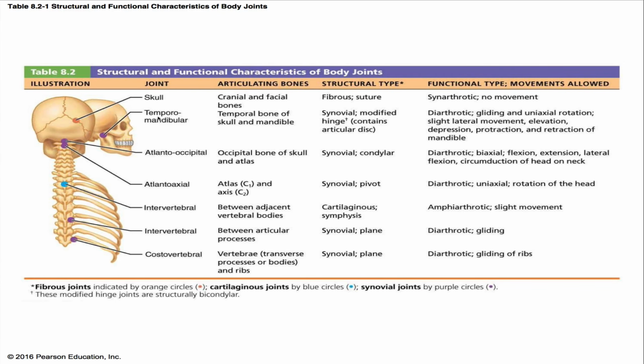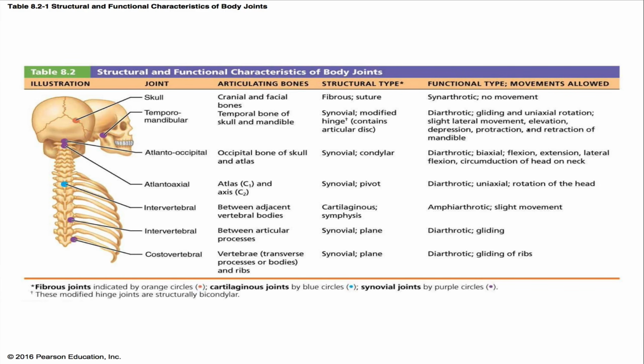Now, when you look at your temporomandibular joint, the bones obviously will be the mandible, which is your jawbone, and the bones of your skull. Now, this is a synovial joint. It's a modified hinge joint, which has articulating discs there. It's diarthrotic. It provides gliding and uniaxial rotation. It has slight lateral movement, elevation and depression, protraction and retraction as well.